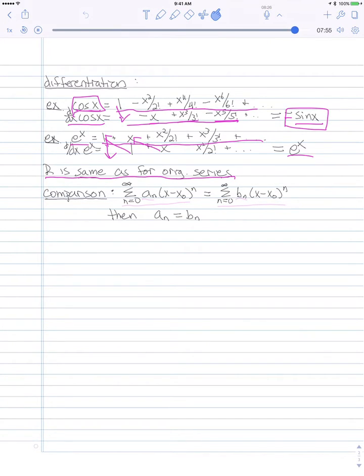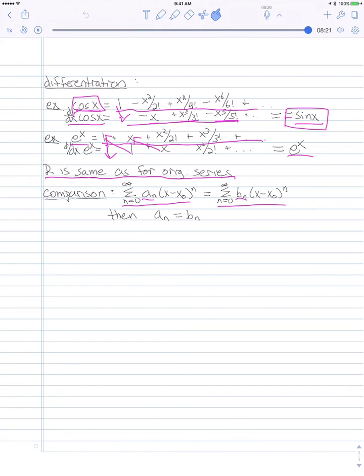Finally, the last operation or property that you need to get comfortable with is the comparison property, meaning that if you have two different power series centered around the same point, the only way those power series are equal to each other is if each coefficient in the power series is equal, right? The coefficients of the x to the 0 terms are equal, coefficients of the first degree terms are equal, coefficients of the second degree terms are equal, and so on.